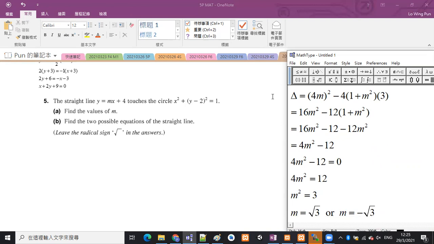Part B is super easy. You just put these two numbers into this equation. So the two possible equations of straight line become y equals square root 3 x plus 4, or y equals negative square root 3 x plus 4.